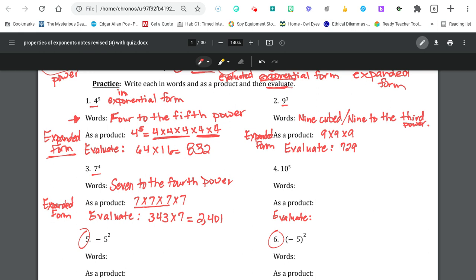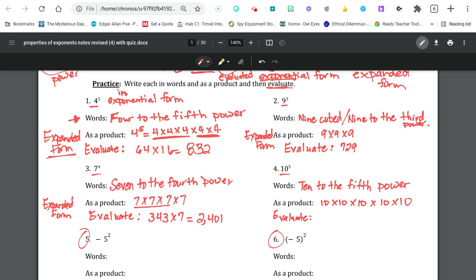All right, this is what you should have. Your base is 10, and it's to the fifth power. 10 to the fifth power, that's how you read it. How do I write it in expanded form as a product? 10 times 10 times 10 times 10 times 10. That exponent of 5 tells me to multiply that 10 5 times.